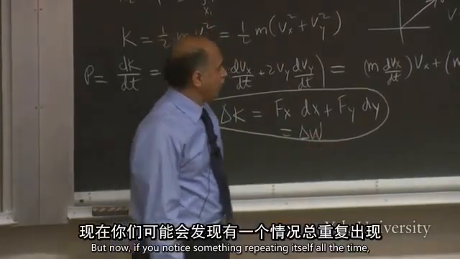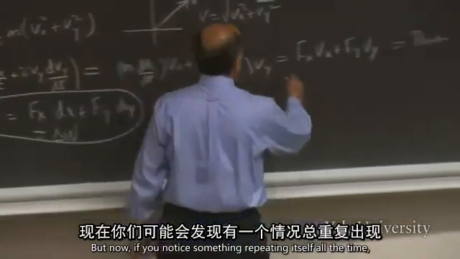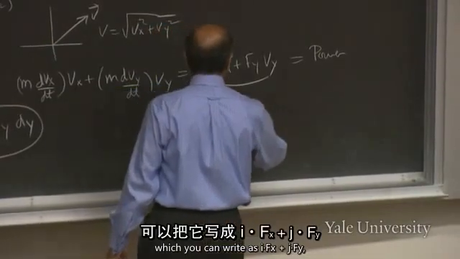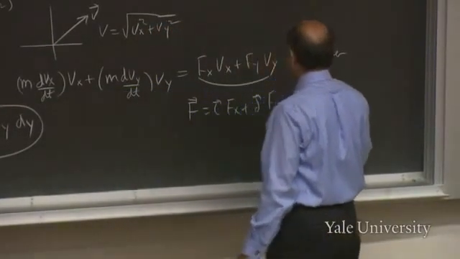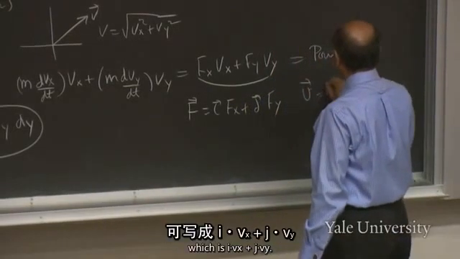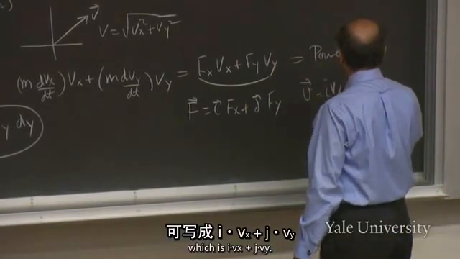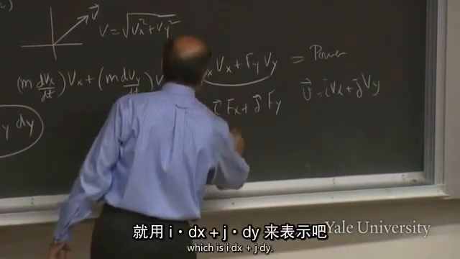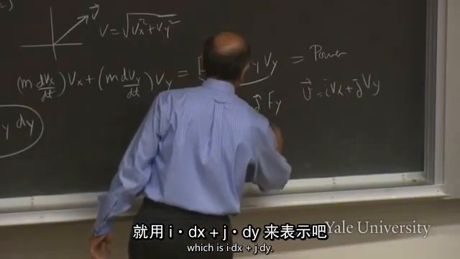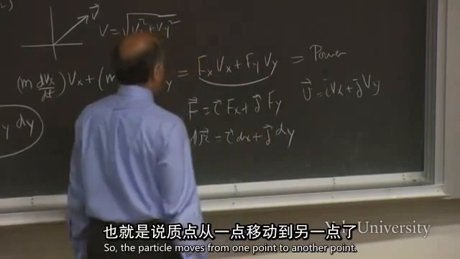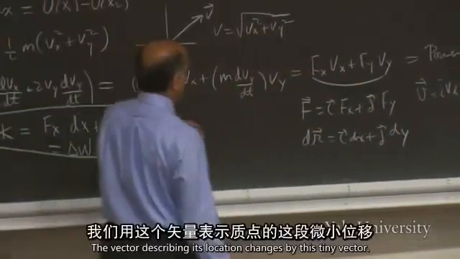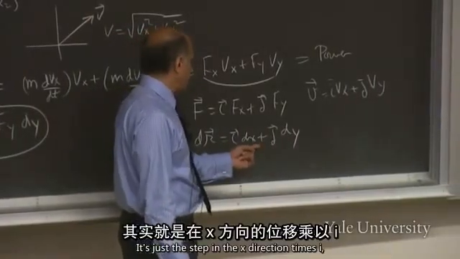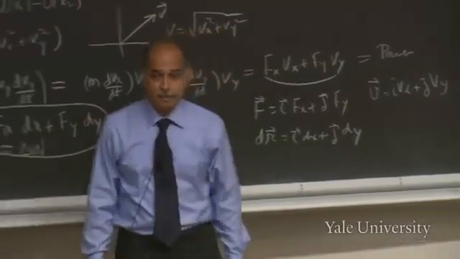But now we notice something repeating itself all the time, which is that I had a vector F, which I can write as i times Fx plus j times Fy. I had a vector velocity, which is i times vx plus j times vy. Then I had a tiny distance moved by the particle, which is i times dx plus j times dy. So the particle moves from one point to another point. The vector describing its location changes by this tiny vector. It is just the step in the x direction times i plus the step in the y direction times j.